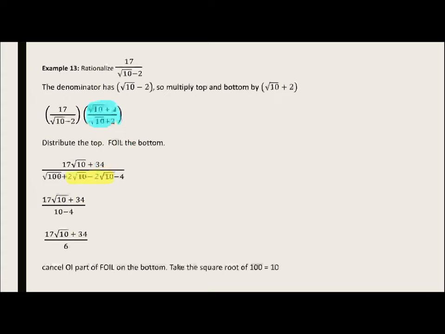Okay, in the denominator, square root of 100 equals 10. Plus 2 root minus 2 root is 0. Bring down the minus 4. In the denominator, 10 minus 4 equals 6. So you can see we got rid of the square root in the bottom. That's what rationalize means. That's the end.